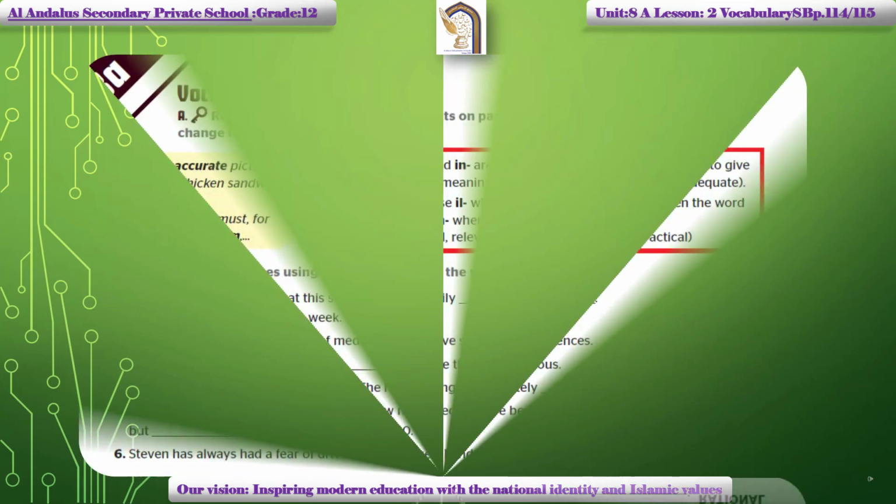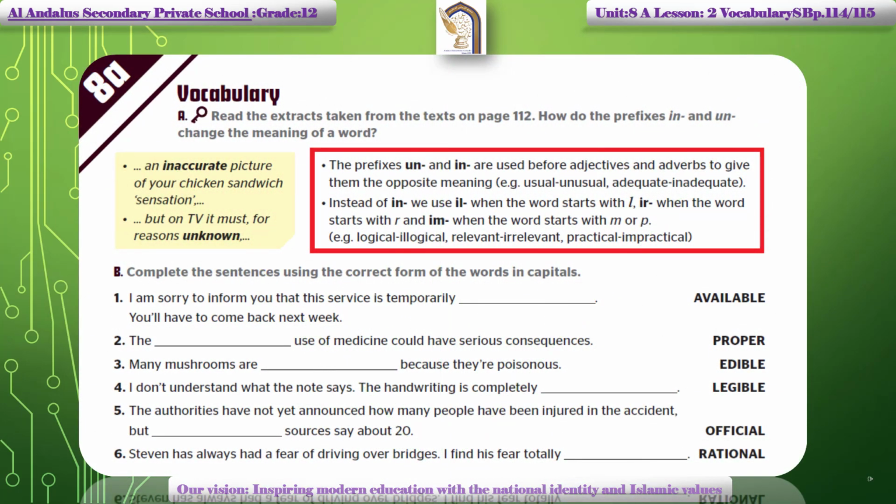To begin with, this is exercise A on your student's book, page 114. Read the extracts taken from the text on page 112. How do the prefixes in and un change the meaning of a word? Gentlemen, let's please read the table on the right-hand side to find out about the different areas of meanings related to these two prefixes. To begin with, we have to say that a prefix is a group of letters which go at the beginning of a verb or a word to give a new meaning.